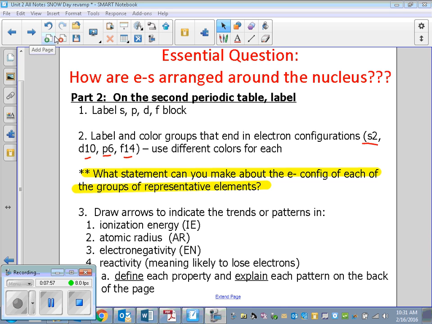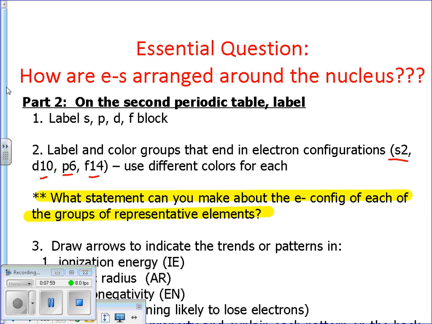Okie dokie. So on the highlighted question up here, first of all, our big main question is basically how our electrons are arranged around the nucleus. We know that they are actually put onto the atom in layers by layers by layers, like an onion. The electrons that are closest to the nucleus are very, very tightly held to the nucleus. The electrons that are farther away are loosely held to the nucleus.